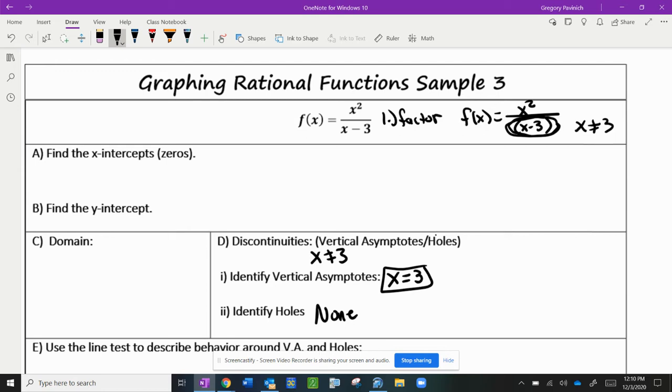Now, once you have located all your points of discontinuity, which I only had one, and you gave it a name, either a vertical asymptote or a hole, then you're done with this section. The next section is domain. I quickly know that my domain is everything but my points of discontinuity, the zeros of my denominator.